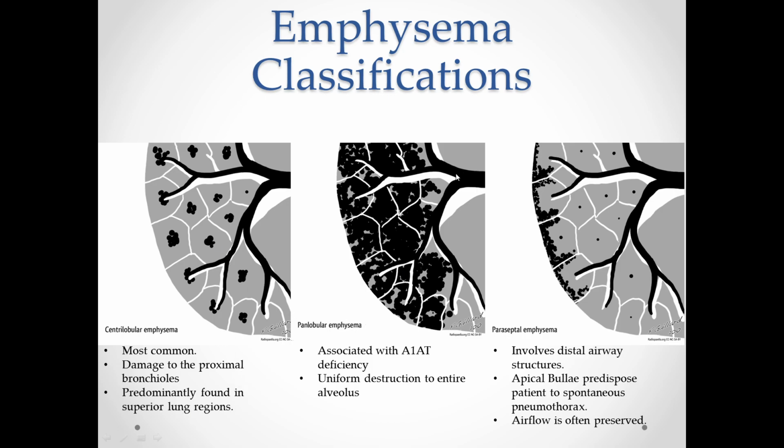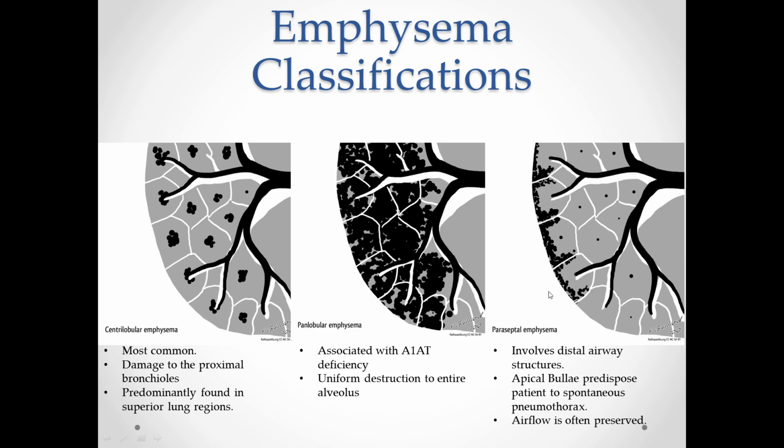Then the next type of classification is called panlobar emphysema, and that's typically associated with alpha-1 antitrypsin deficiency. And this is a more uniform destruction of the alveolar lung tissue itself. It happens a bit more homogeneously throughout all the lung regions. So again, uniform destruction of the entire alveoli.